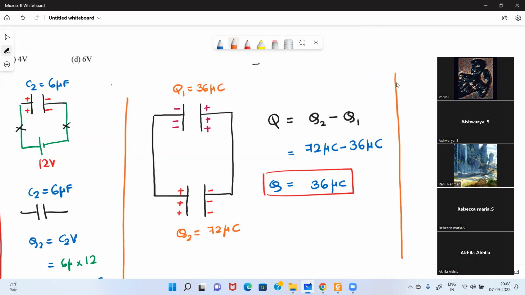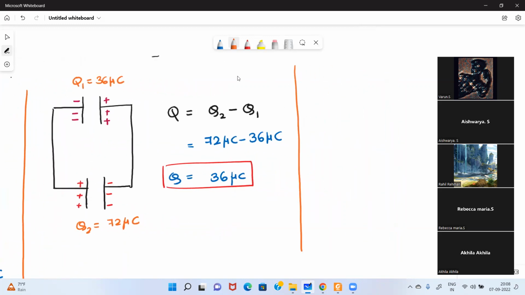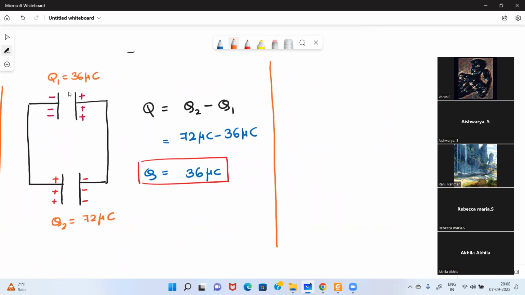Okay, good. So now we understood that the total charge available in the system is 36 microcoulomb, right? So what will happen? The moment you connect the two capacitors having different charges, what is going to happen now? The moment they are brought in contact, what happens?